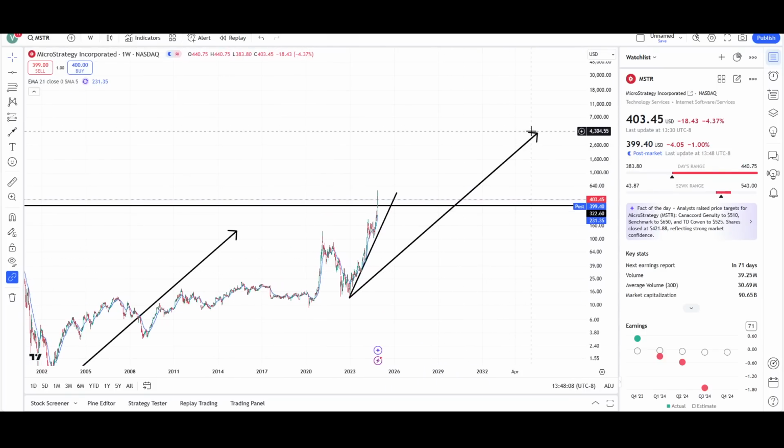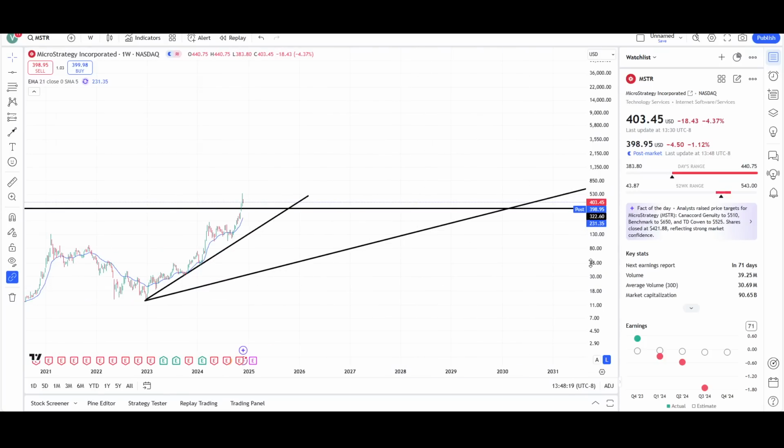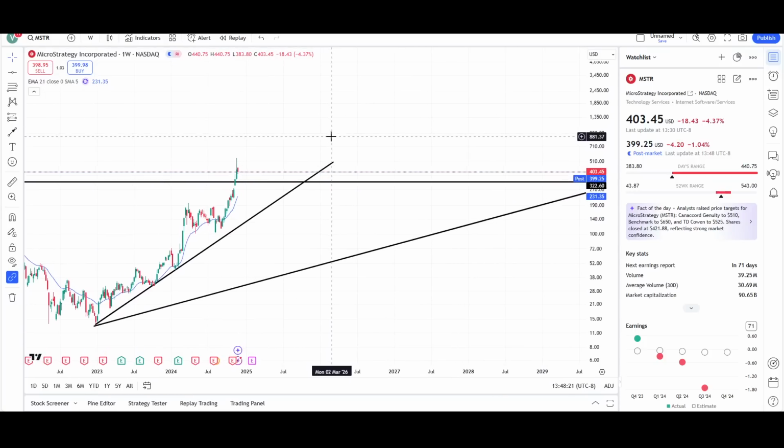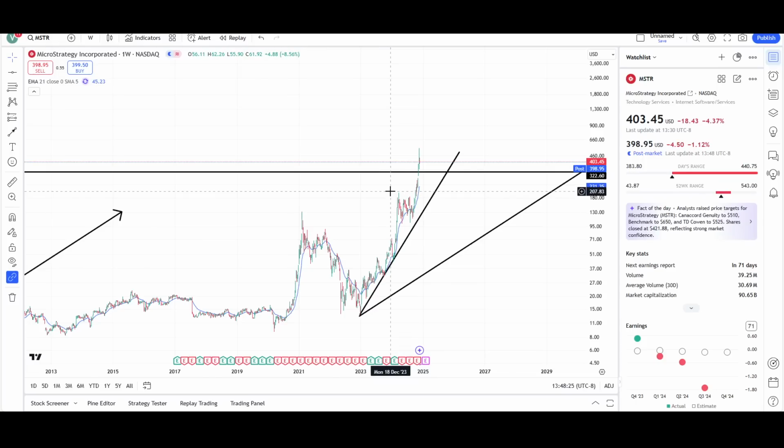And I don't think that's going to take a long time to get there. 10x is not that much for MicroStrategy. You can definitely do that. That would just give it a market cap of 900 billion. Yeah, that's a large amount, but again, you have to look at what this company is doing and how much it has already grown.